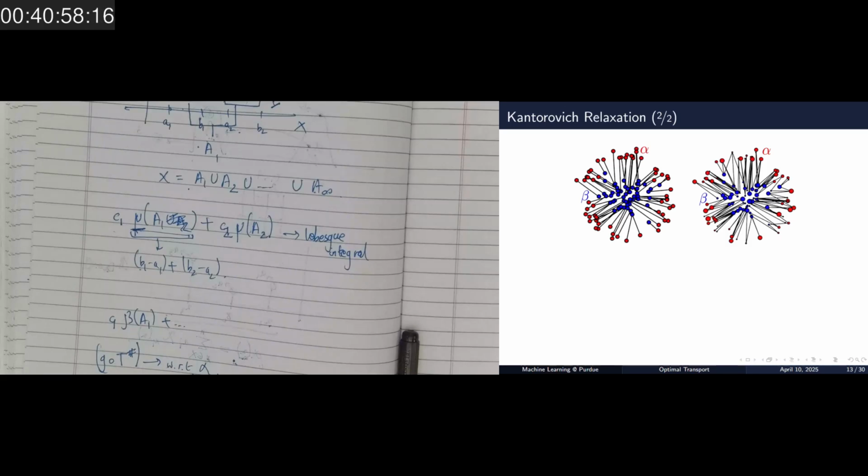You have alpha and beta with uniform mass on each of the distributions, and that is basically equivalent to Monge's assignment problem, because every point within alpha is going to a single point in beta. Versus the other case, where you have non-uniform weights, and you can see that multiple points are being transported from alpha to one particular beta, and in many cases you can see alpha getting split up, which is exactly what the Kantorovich relaxation allows.